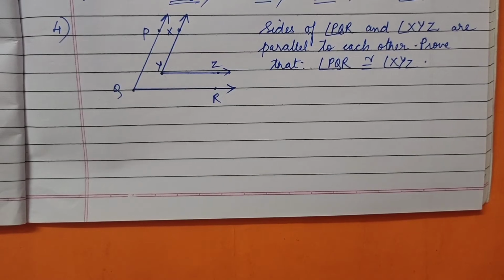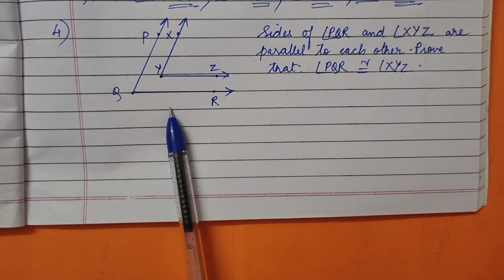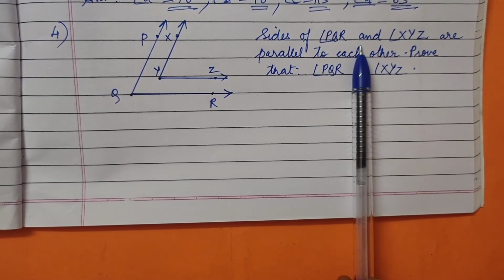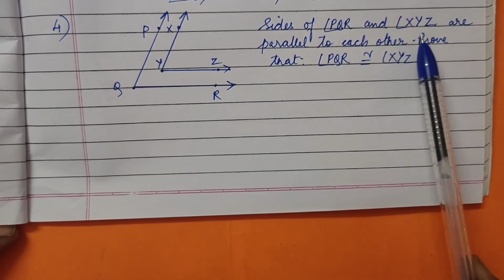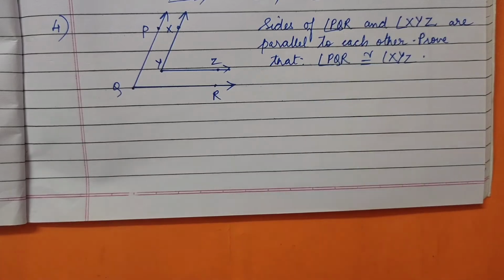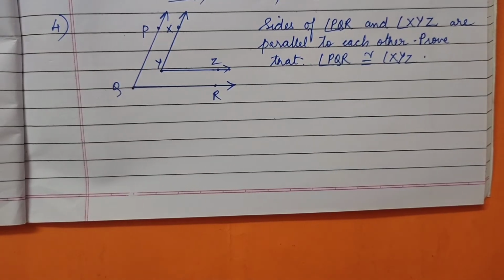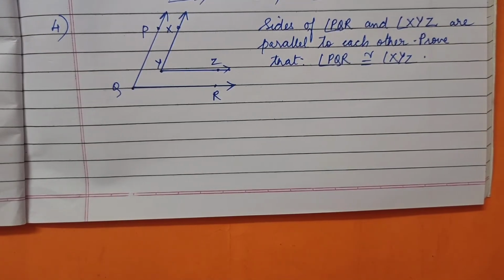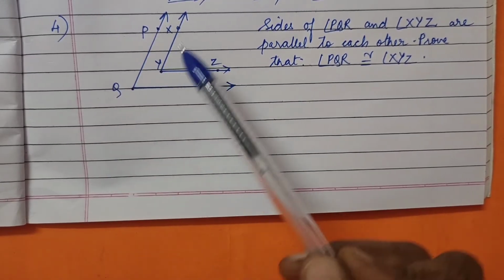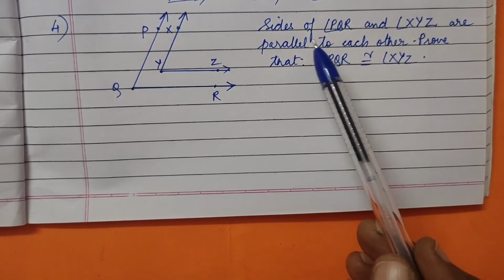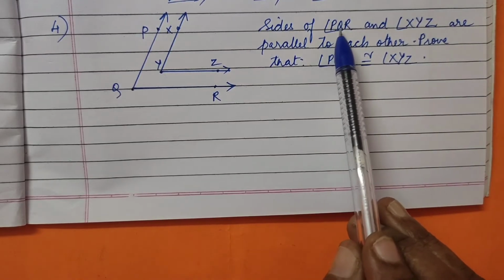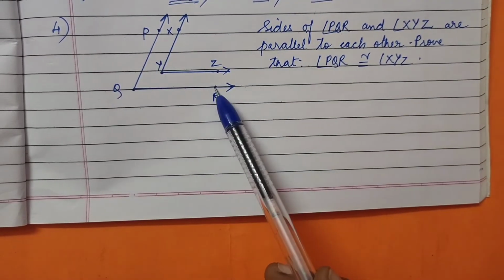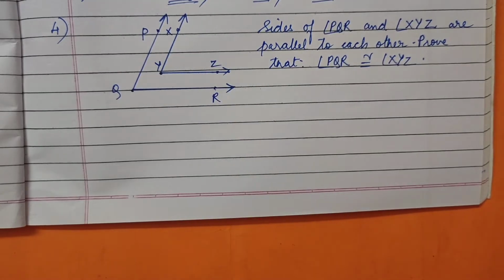Let's move to the fourth sum here. You can see the figure. Sides of PQR and XYZ are parallel to each other. Generally we have heard about lines being parallel, right, my dear? We say this line is parallel to that line. But here they have given it in this manner. So nothing to worry. This means angle PQR is parallel to XYZ, they said.